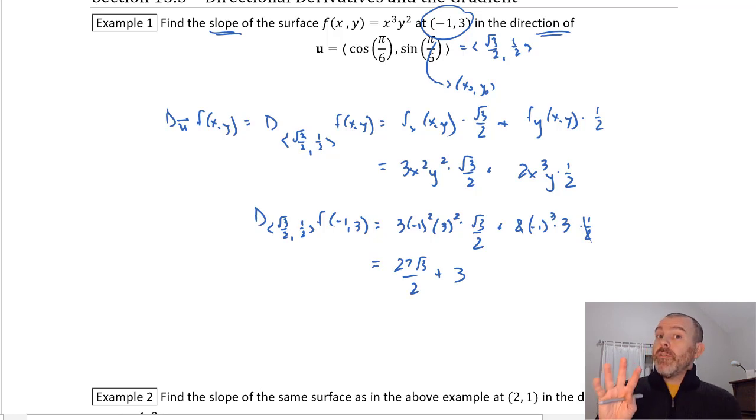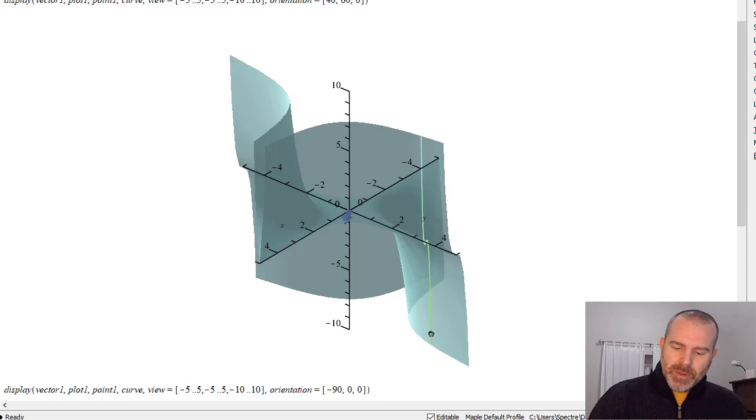And the directional derivative, remember, is a slope. It's the slope of the tangent line in that particular direction. You'll notice here that this is a pretty big number. So let me pop over to my Maple graph here. In the middle we have the directional derivative, you can see that, and then we have our point over here.